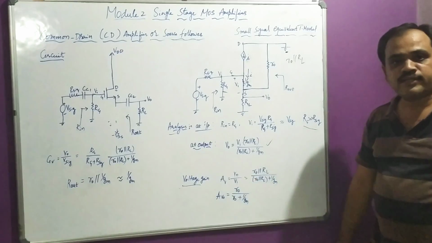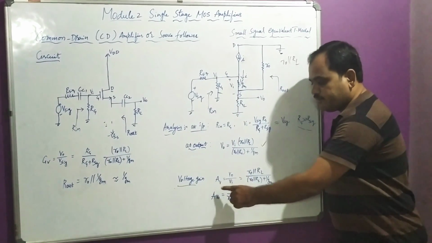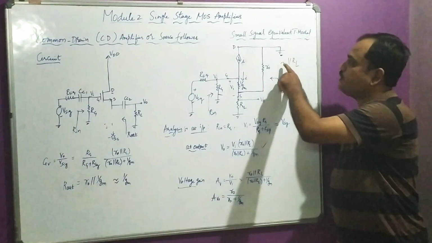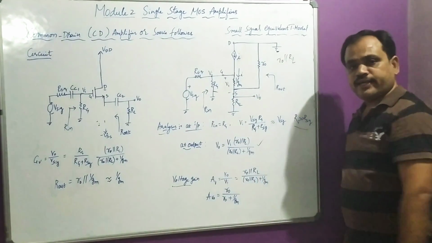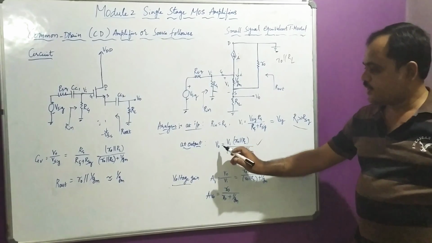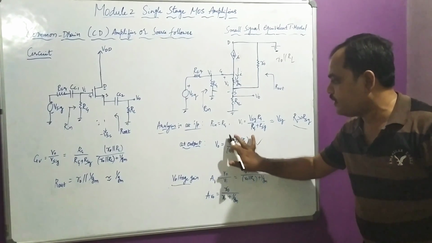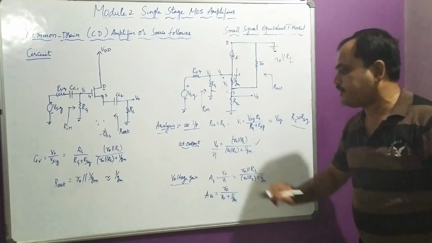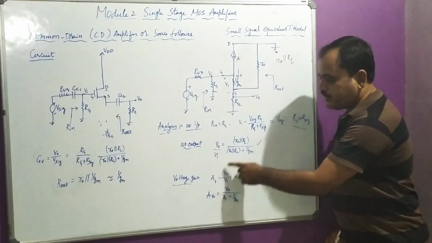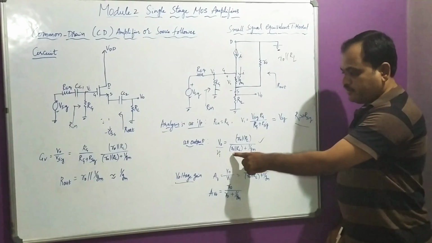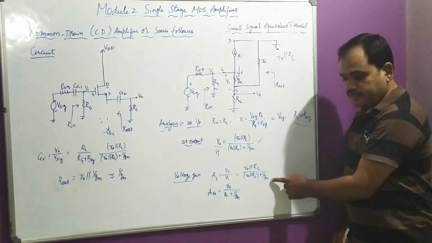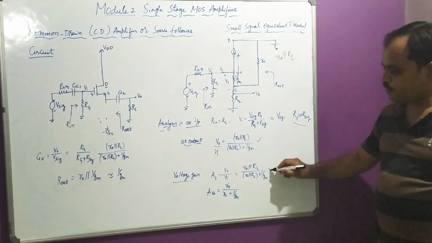Now from this output voltage, I am going to find the voltage gain, which is nothing but output by input voltage. Output voltage is V0, input voltage is Vi. Just observe, V0 by Vi, I just take this terminology to the denominator. Now V0 by Vi is nothing but the voltage gain. Its formula is R0 parallel to RL divided by R0 parallel to RL plus 1 by Gm, right?